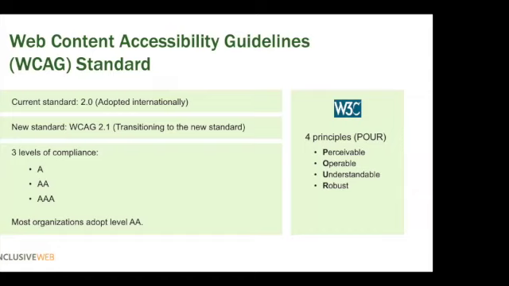Okay, so there are 4 principles that these guidelines revolve around to help us understand the spirit of accessibility, and they spell the acronym POUR, P-O-U-R. So think of this as you are pouring content into your website. Perceivable, operable, understandable, and robust. So I'm going to go through each of these right now.